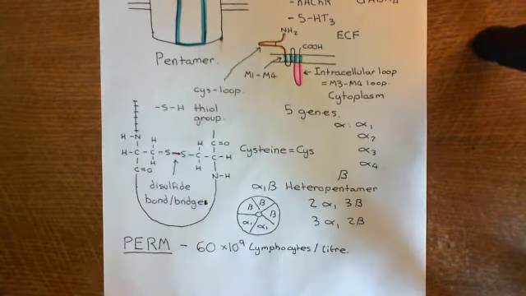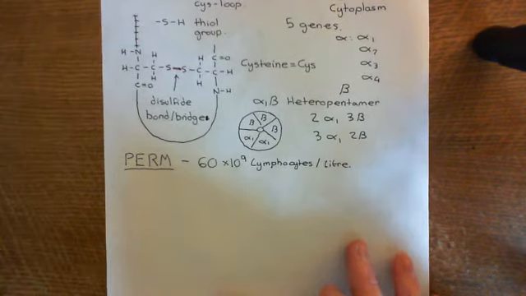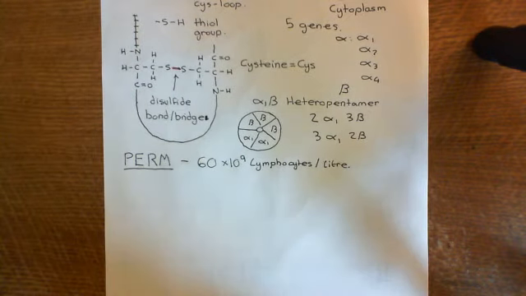Right, now, what are these lymphocytes actually doing there? Well, basically, PERM is caused by an autoimmune reaction, and we'll continue this discussion in the next video.